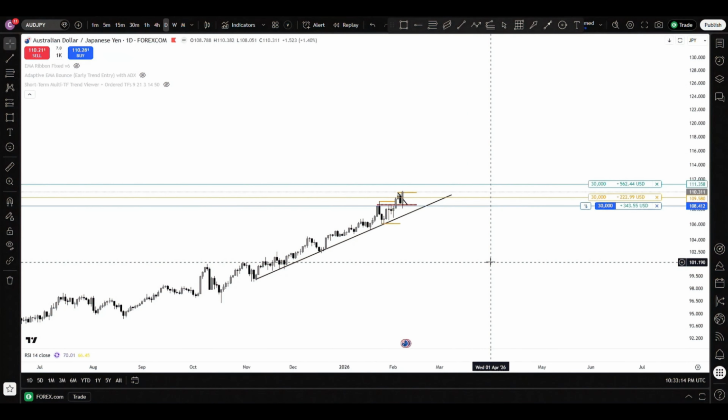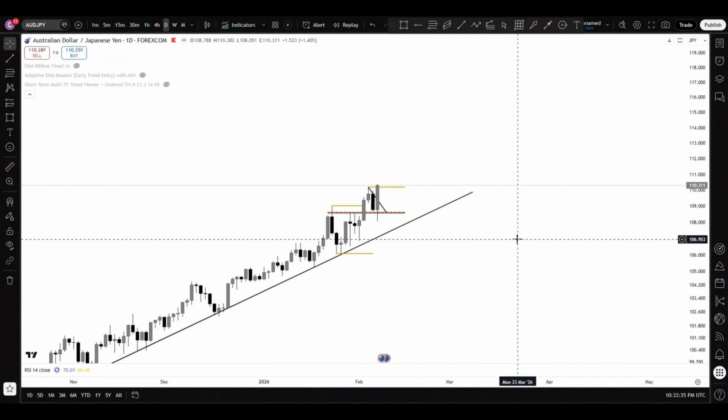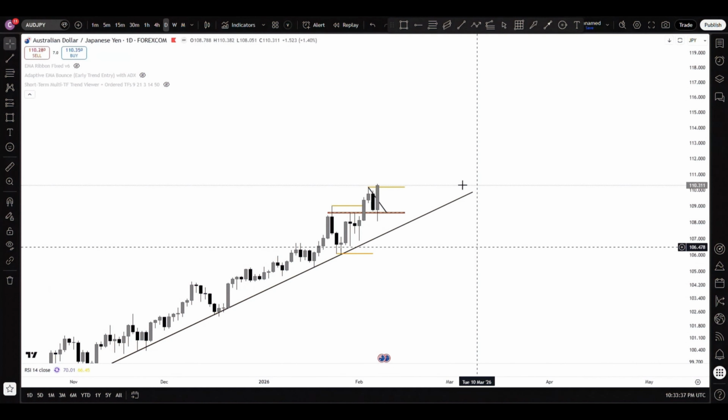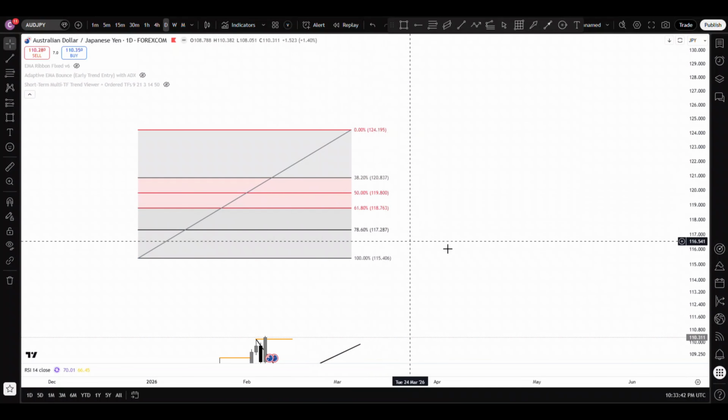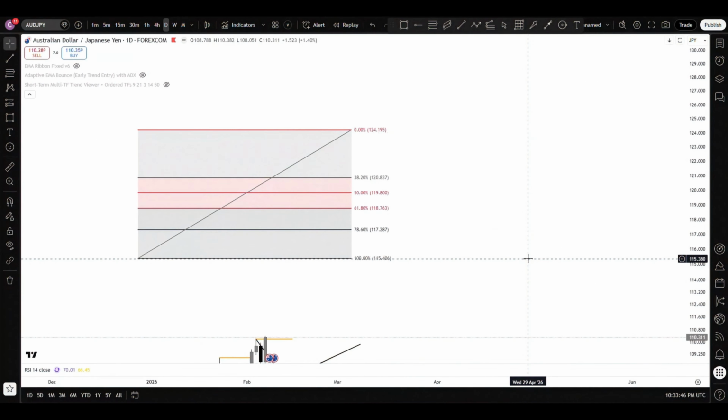But the purpose of this video was just to show you how to use a Fibonacci retracement tool when price is trending. What is a Fibonacci retracement tool? This is basically a tool that shows you levels that price is gonna pull back to. It shows you levels where price will either find support or find resistance.